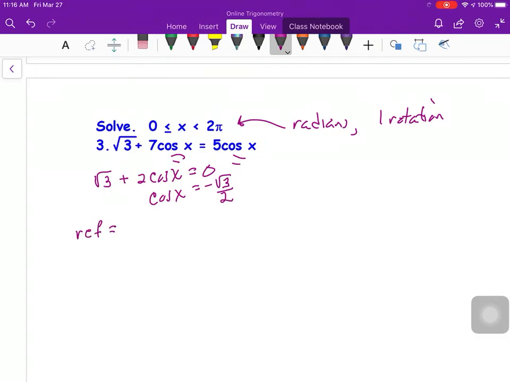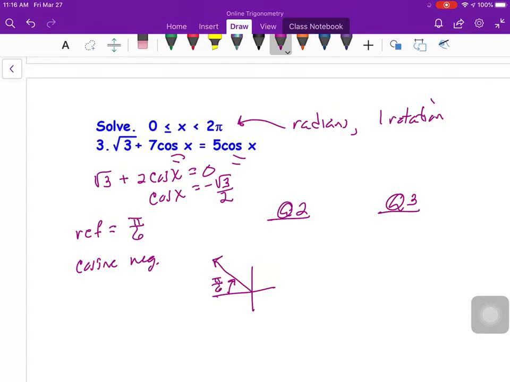This one yet again has a reference angle. The reference angle in radians, well, in degrees it would have been 30 degrees. In radians it'll be pi over 6. Cosine is negative. Cosine is negative in quadrants 2 and 3. And this one's in radians, so we're going to talk about that. So in quadrant 2, I'm going to go pi over 6 up.